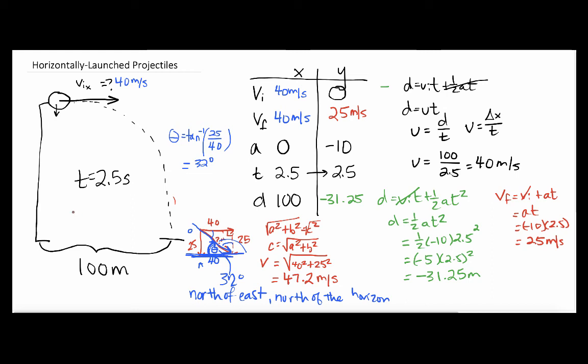So our final answer would be for our impact velocity, how hard it's coming in, is going to be 47.2 meters per second at an angle of 32 degrees north of east. Okay, now it's just time to practice it.